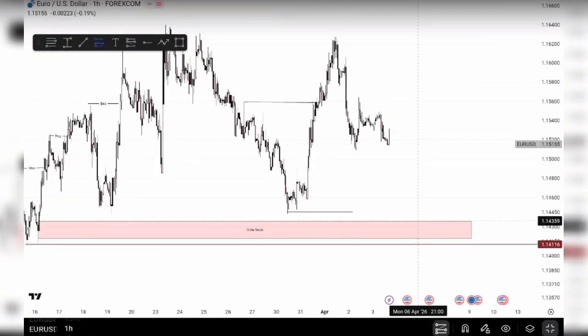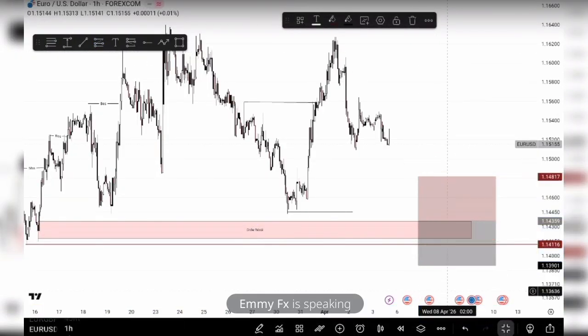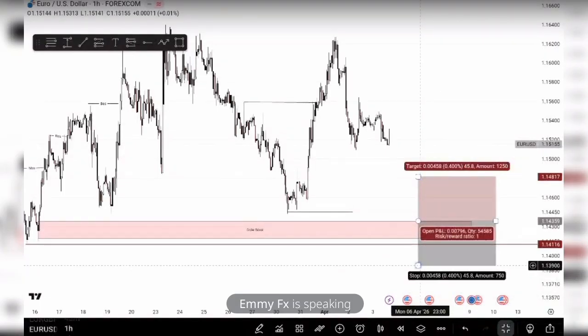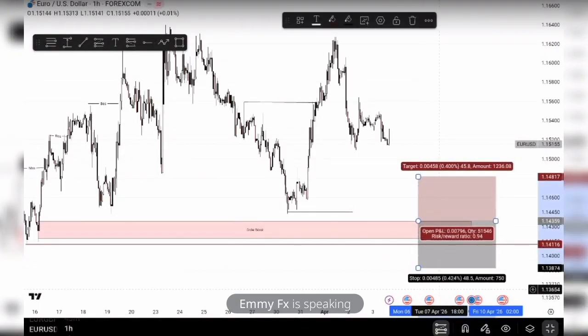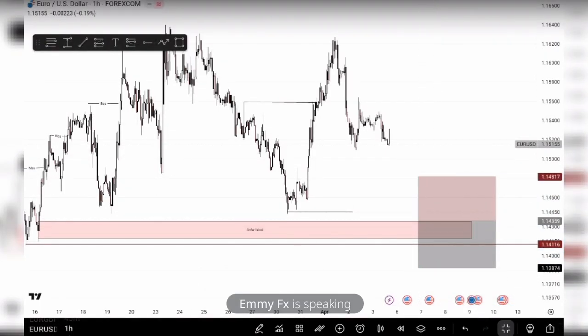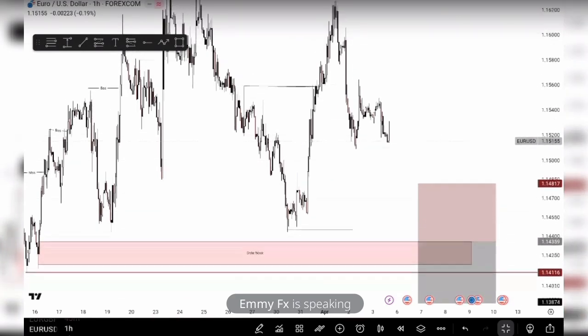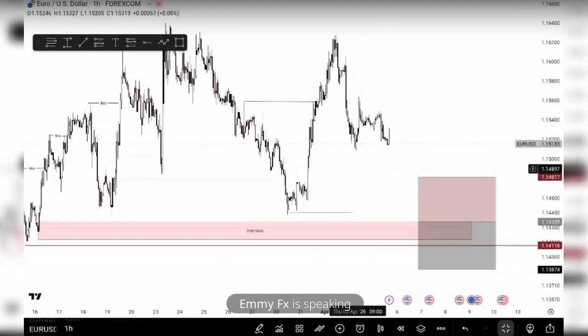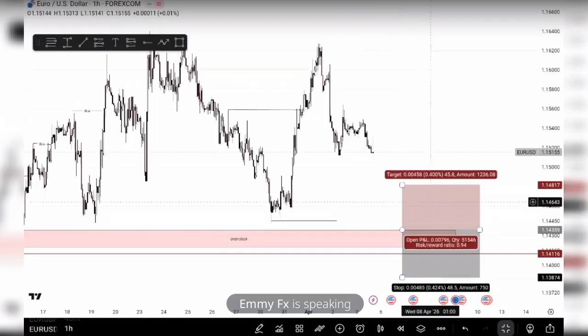We need the market to return back to this point of interest. I'm going to increase my lot size a little bit. So my lot size is 48 pips. Right, so we need price to return back to this point of interest. So the second thing you need to note is your risk reward ratio. Now I want to target 2 risk reward ratio.